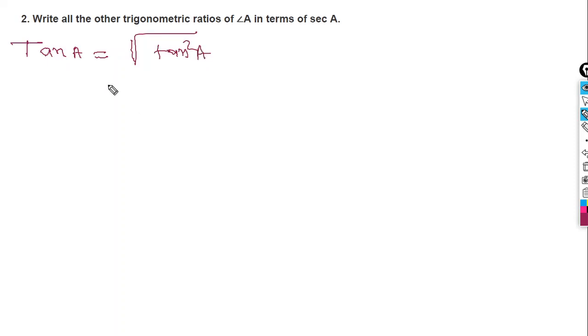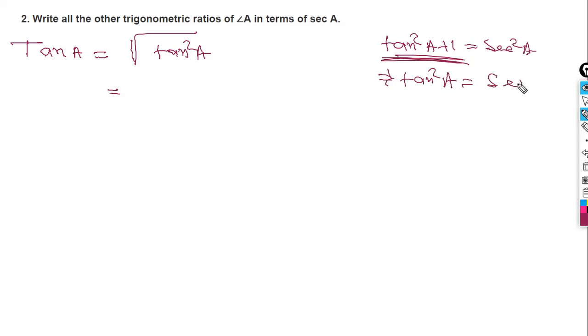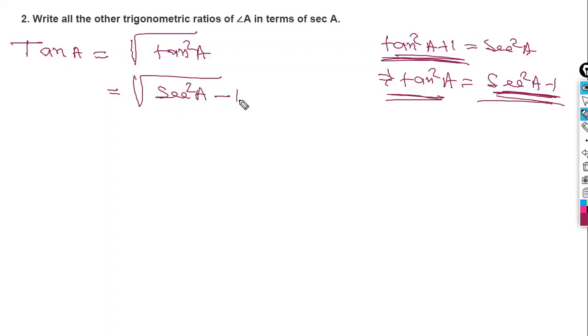Now you have the direct formula: tan square a plus 1 equals sec square a. So you will use this formula, which implies that you can write tan square a equals sec square a minus 1, isn't it? So instead of tan square a we can write this. Now root over of sec square a minus 1. So this is your answer: tan a equals root over of sec square a minus 1.